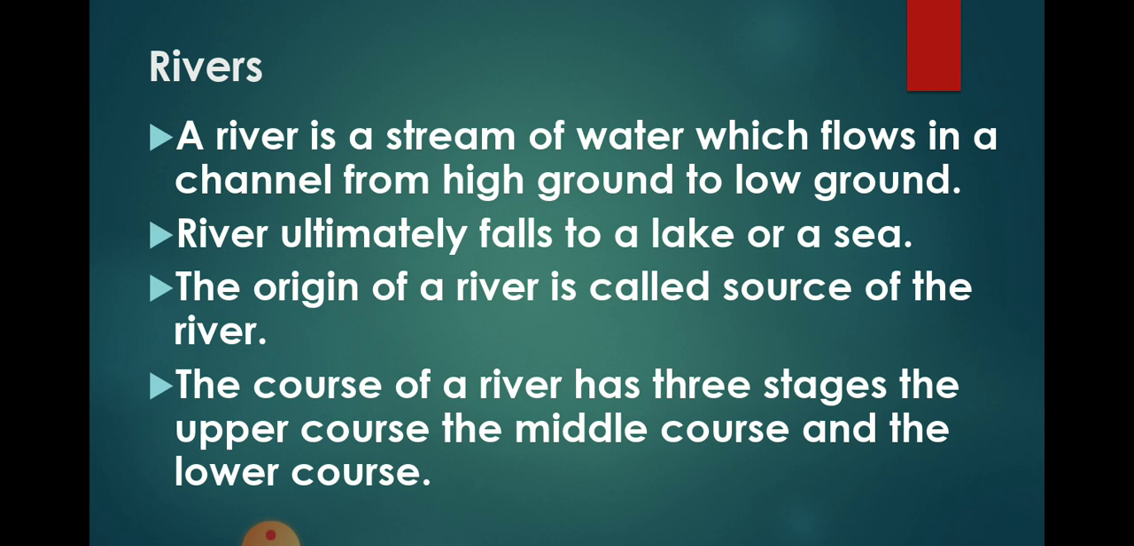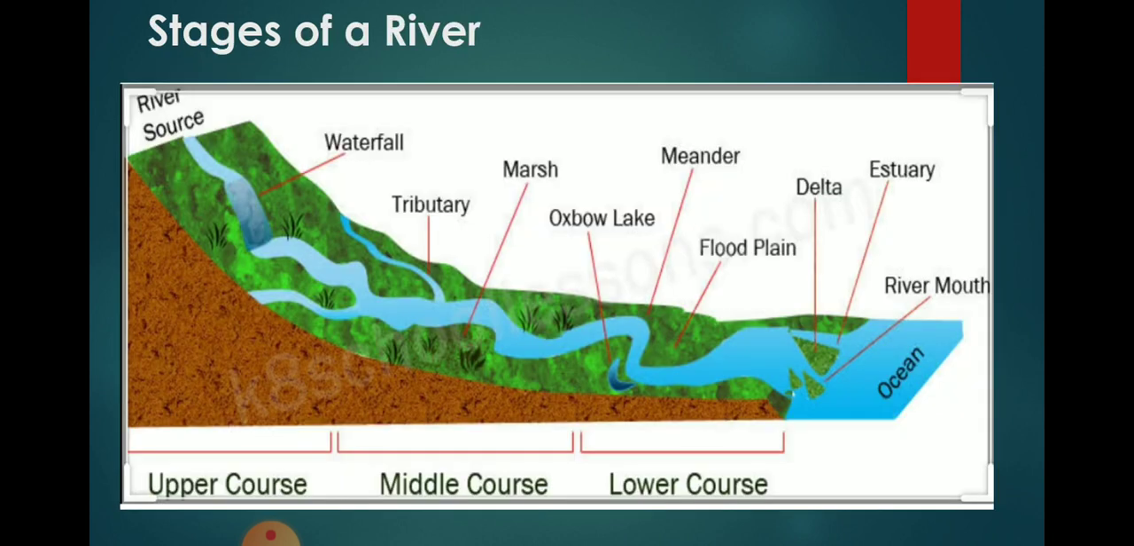Now we'll see a picture in which you can see the stages of a river. The river originates, you can see the river source, then waterfalls. Waterfall means a sudden descent of water from a height. Then the tributaries, small channels that join the main river. Then a marsh, we can say it's a place where the rate of sediment buildup is greater, where the sediments are deposited on the flow of the river. Usually we can say that the upper stage is very fast, and when it comes to the plains, the speed of the river slows down.